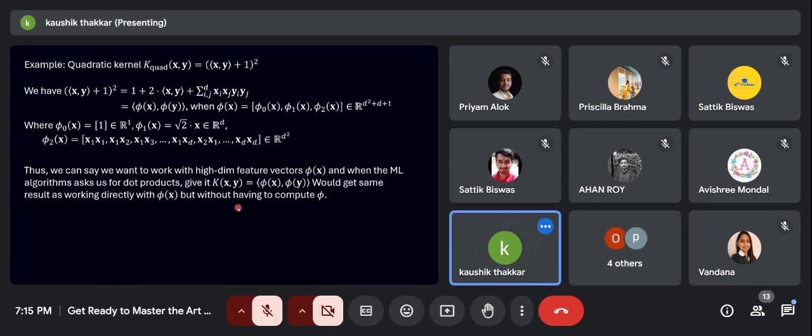right? So the ultimate crux is we would get the same results as working directly with phi of x, but without having to compute phi. This is how we learn non-linear decision boundaries using SVM. Again, there are a lot of mathematical details involved, but due to time constraints, we cannot go into that. But this is the overall picture of what SVM does, and some basics of estimation through non-parametric approaches, where we estimate the class conditional densities, and we get the nearest neighbor classifier.